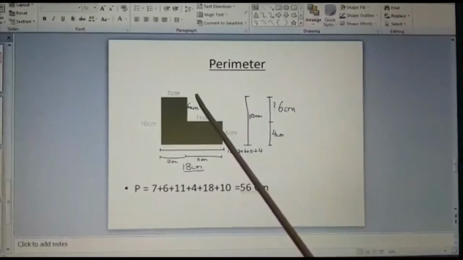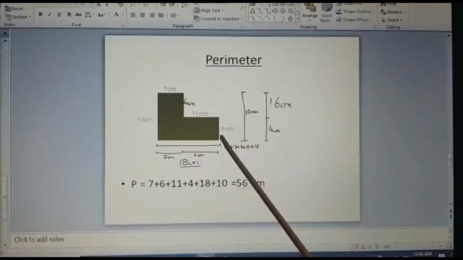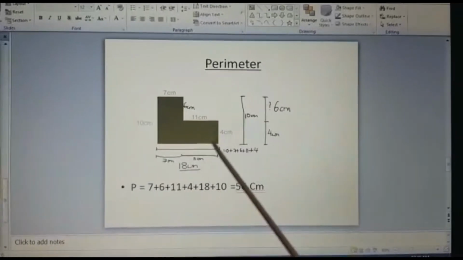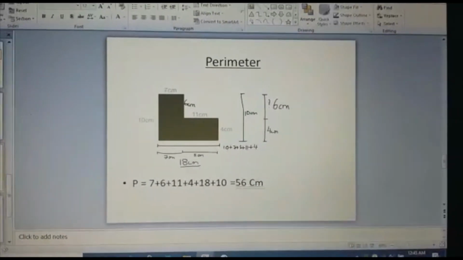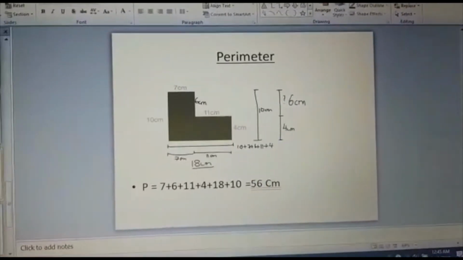Okay, this is not given now. Again, this one is given 11 centimeter. This one is given 4 centimeter. And again, this side is not given. So what is the first step? First step is we need to find the missing sides.